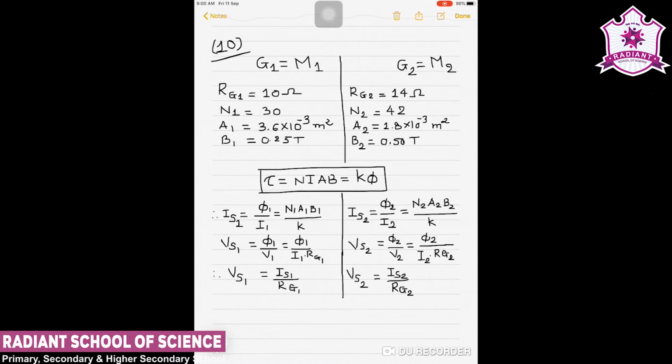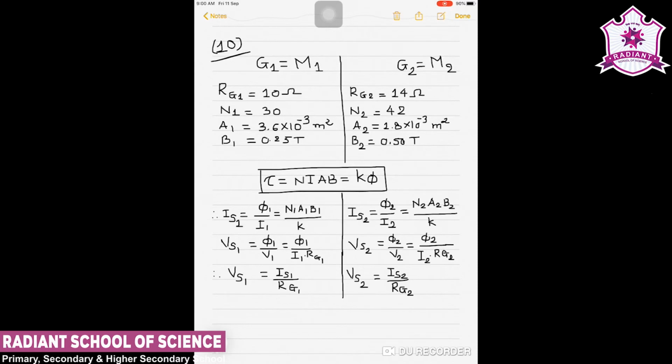So this left hand side portion contains the information regarding galvanometer 1, and this right hand side portion contains the information regarding galvanometer 2. They have given that the resistance of galvanometer 1 is 10 ohm, the number of turns for galvanometer 1 is 30, the area is 3.6 into 10 raised to minus 3 meter square, and the magnetic field is 0.25 Tesla.